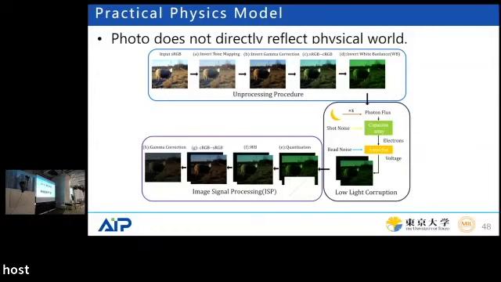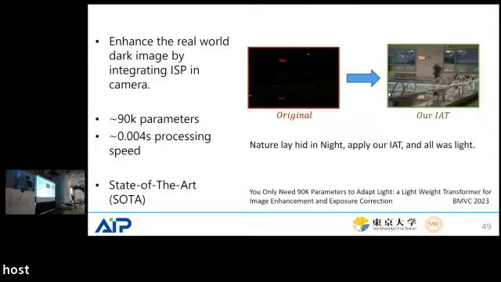Based on this understanding of ISP, we have also made a real-world enhancer. We also do a simple one: with a dark image, we directly enhance it into a bright one. Technically it doesn't have too much contribution, but we gave a very good engineering implementation with only 90k parameters of the transformer. Can you imagine that? A transformer with only 90k parameters. And we make it 0.004 seconds processing speed with SOTA performance.